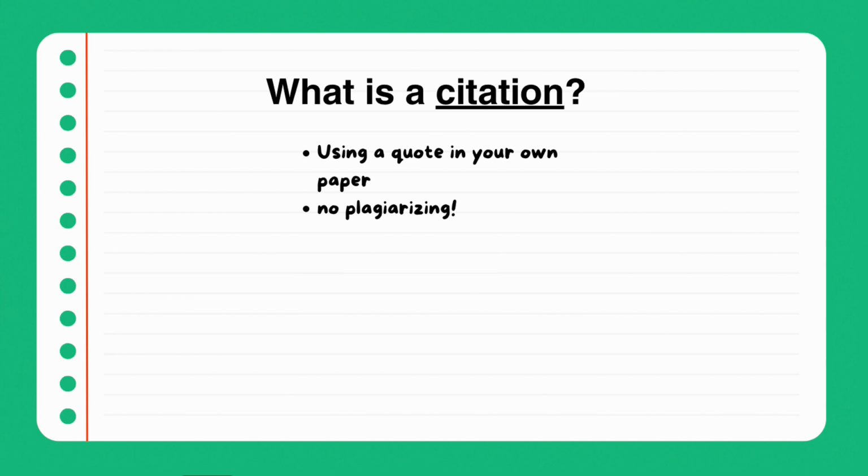So, first off, we're going to start with what is a citation? A citation is when you use a quote from a different thing that you did not write and you put it into your own paper. So maybe you're using a sentence from a textbook or a paragraph from a book you just read, and you're going to put that into your own paper. And we want to make sure we don't plagiarize, so that's why we use a citation.